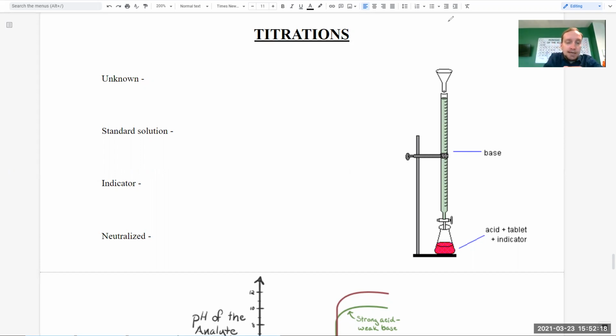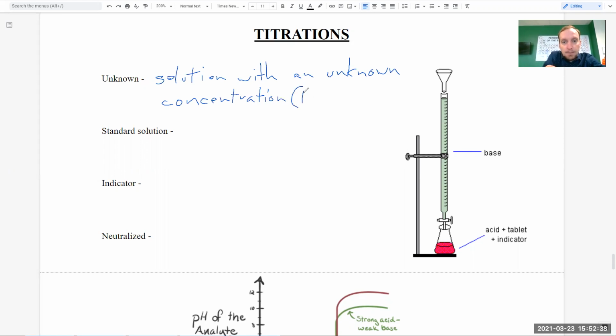So an unknown is going to be a solution with an unknown molarity or strength. Unknown concentration. And again, whenever I say concentration, really what I'm talking about is a molarity, which is capital M for molarity, right? So that's our unknown. Typically where that's going to be located is at the bottom. And you'll see that right here in the pink flask at the very bottom. That's our unknown. We don't know the concentration of that.